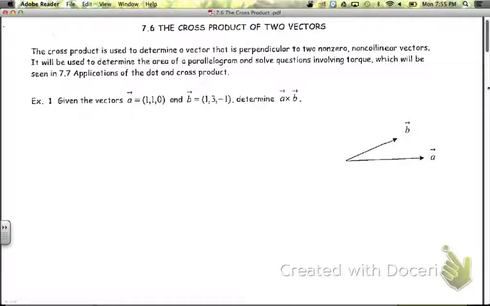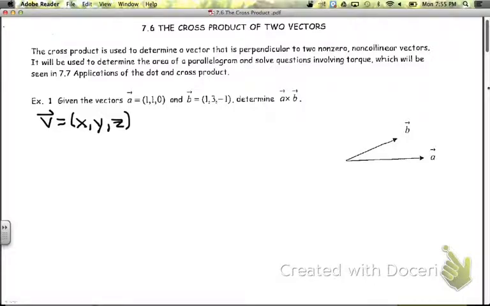In our first example, given our two vectors, A is 1, 1, 0 and B is 1, 3, negative 1, we want to determine the cross product between the two. So what are we looking for? We're looking for some vector V that is perpendicular to A and B. So we're going to let V be X, Y, and Z.